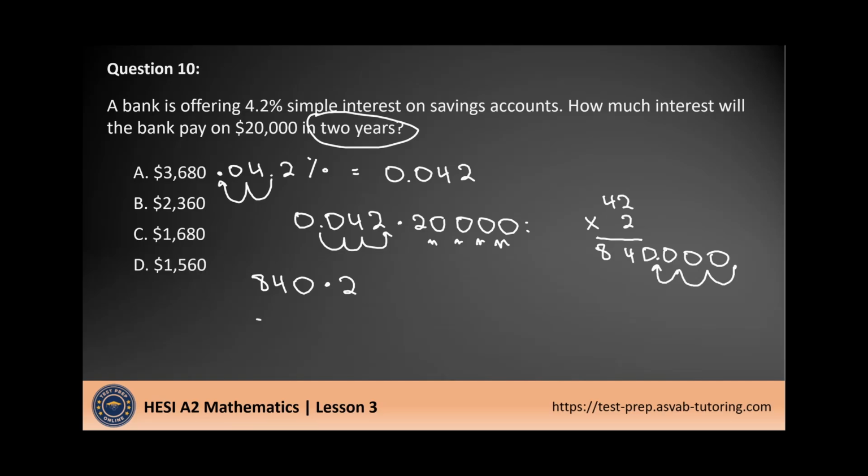We'll do 84 times 2. 4 times 2 is 8. 8 times 2 is 16. We have to account for the 0. We're going to add that right here. So our final answer is $1,680.